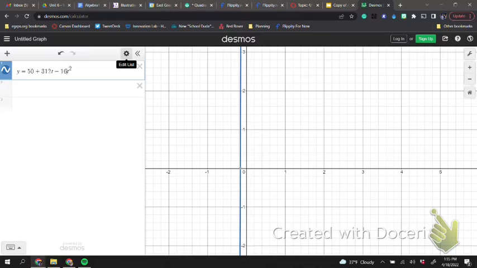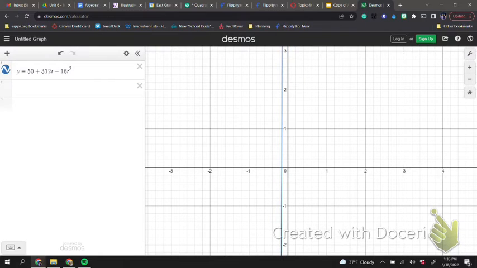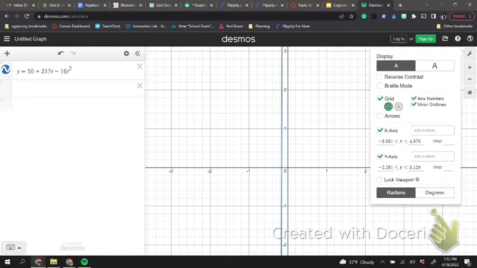312 feet per second, and the same gravity. So you can see, I can't see much here, right? It just looks like a line. So we're going to change the window to what it was suggested.